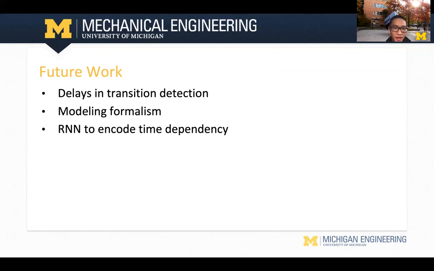And next, we can try different modeling formalisms on how we model the system, how we model the machine, to improve the error checking capability of our framework. Lastly, we can use a recurrent neural network to encode the time dependency so we don't have to rely on the convolutional neural network. We can try other kinds of neural networks or other kinds of machine learning techniques.